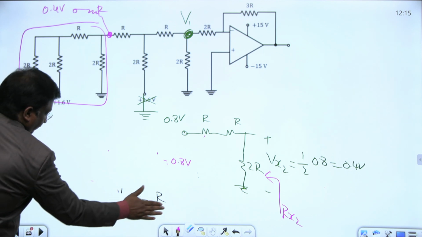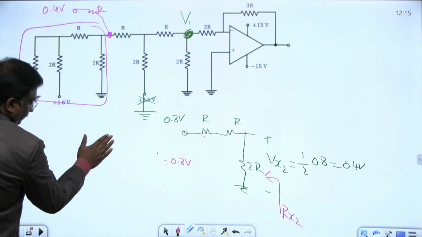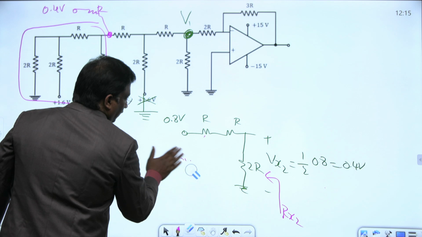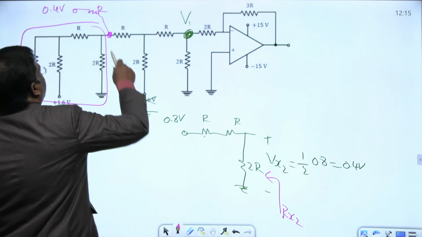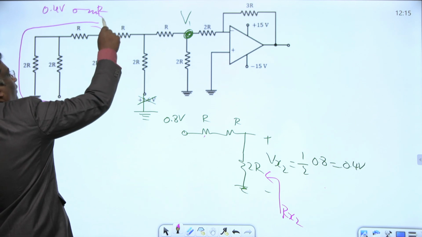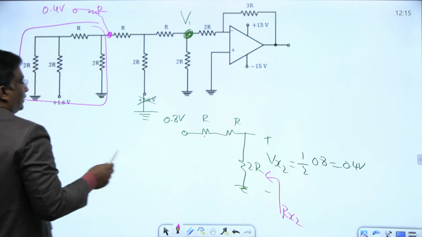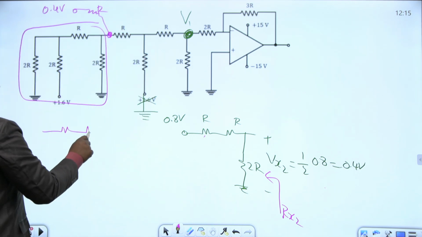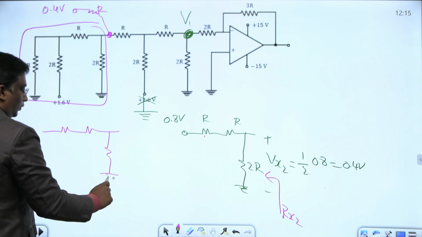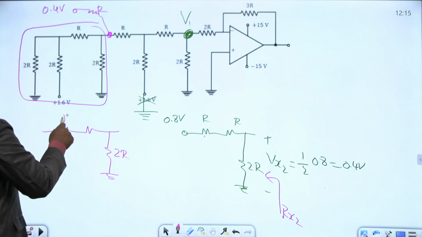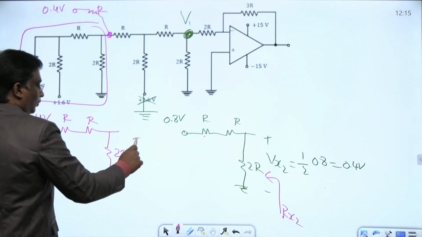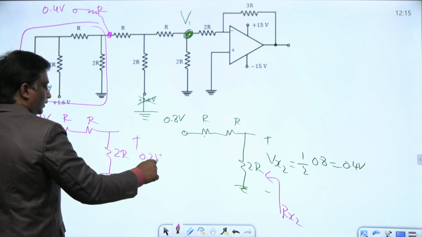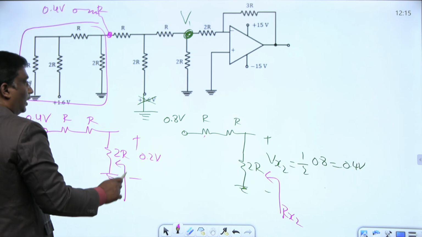Everyone, this concept used to be asked in IES many times. Right, again let us talk about this resistor and this resistance. This is R, this is R, this is 2R, grounded. This is 2R, this is R. Right now this is 0.4 volts. And again by the voltage division rule, you will get 0.2 volts. The resistance looking into this element is nothing but R.